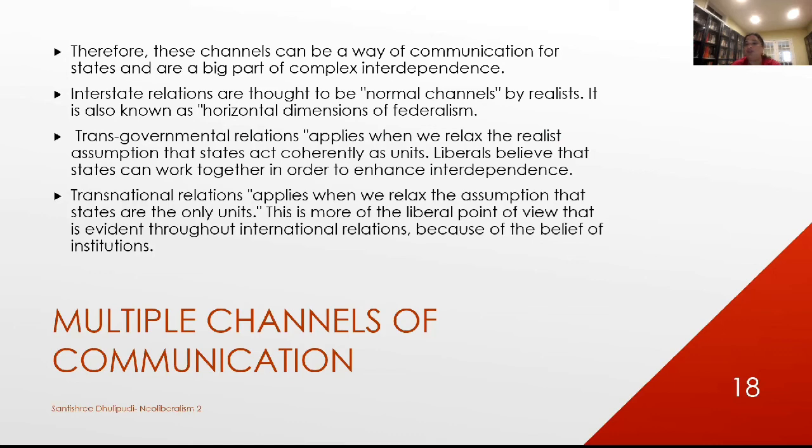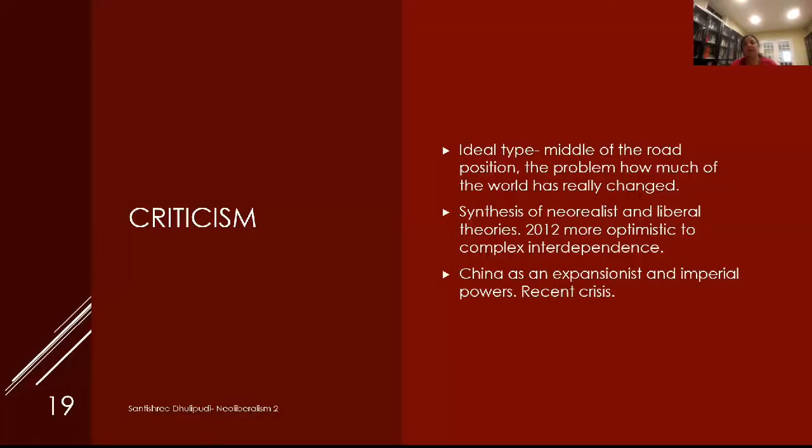It is also known as the horizontal dimensions of federalism. Transgovernmental relations applies when we relax the realist assumption that states act coherently as units. Liberals believe that states can work together in order to enhance interdependence. Transnational relations applies when we relax the assumption that states are the only units. This is more of the liberal point of view that is evident throughout international relations because of the belief in institutions. Now, what is the criticism of this school?